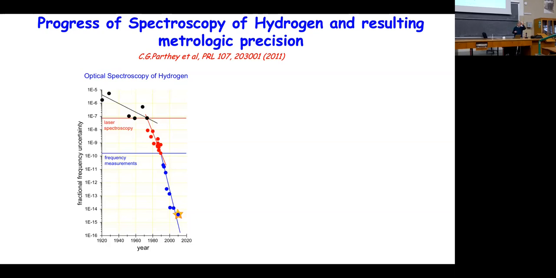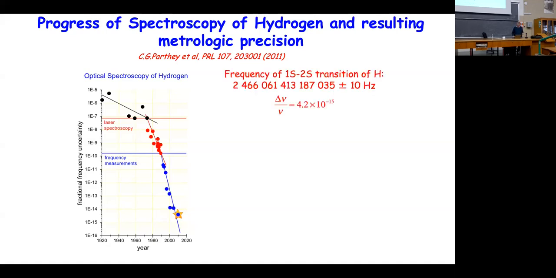This will be the topic of a lecture I will be giving in 2 weeks or 3 weeks from now, but I just want to give you orders of magnitude now. What is the frequency of the 1s, 2s transition? You see it's given now with 14 significant digits. This is 2×10 to the 15 hertz with this huge precision, within plus or minus 10 hertz in the end.